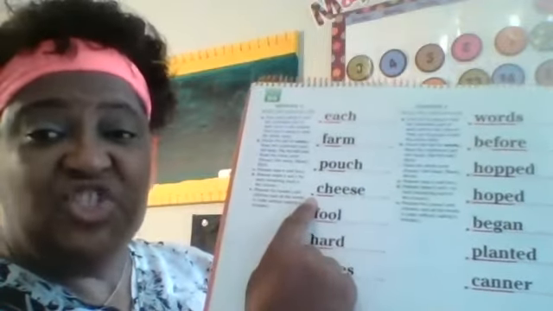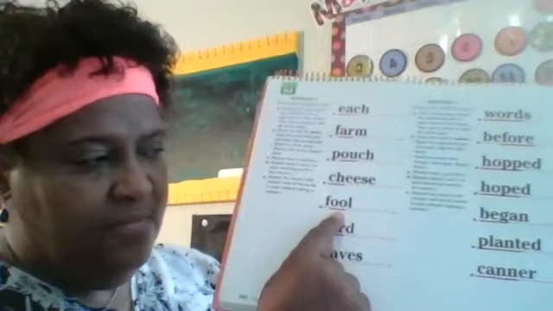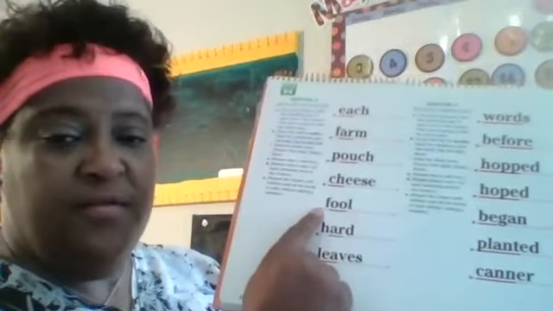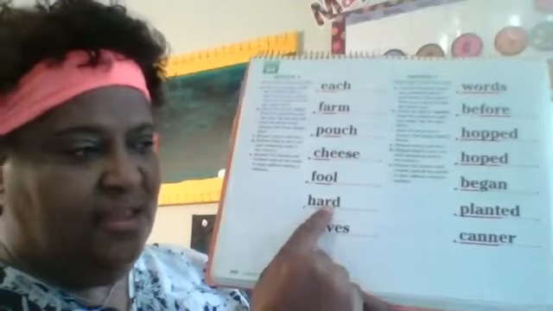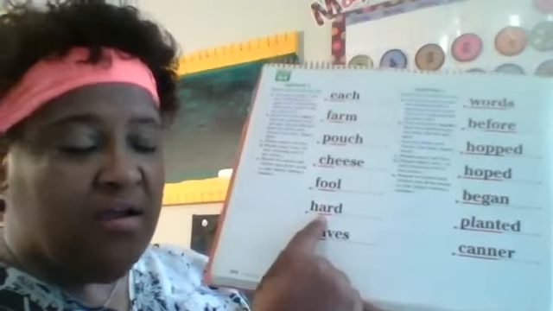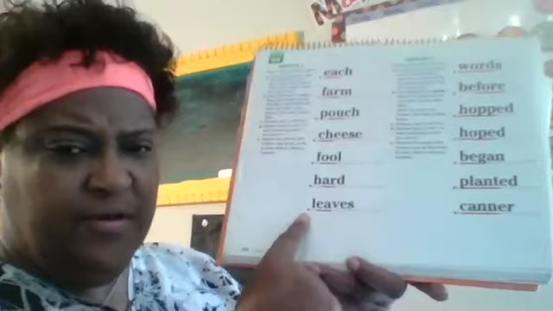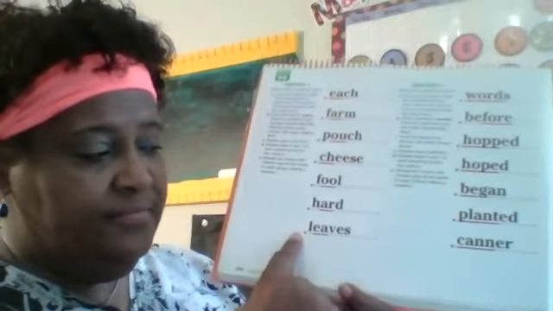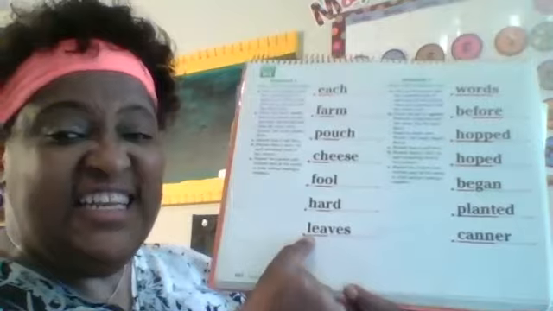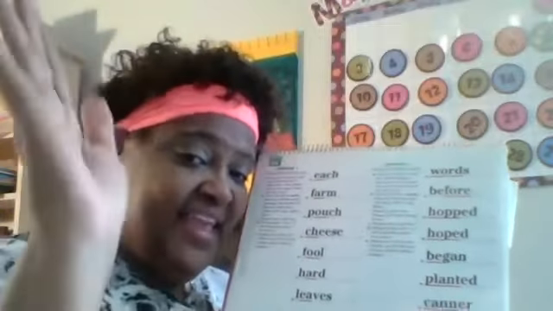Read the whole word. Get ready. Yes, cheese. Next word, read the underlined part. Get ready. Yes, ooh. Read the whole word. Get ready. Yes, fool. Next word. Read the underlined part. Get ready. Yes, R. Read the whole word. Get ready. Yes, hard. Next word. Read the underlined part. Get ready. Yes, E. Read the whole word. Get ready. Yes, leaves. Good job in reading all those words in this column without making a mistake. Pat yourselves on the back and give Miss Coles a high five. High five.